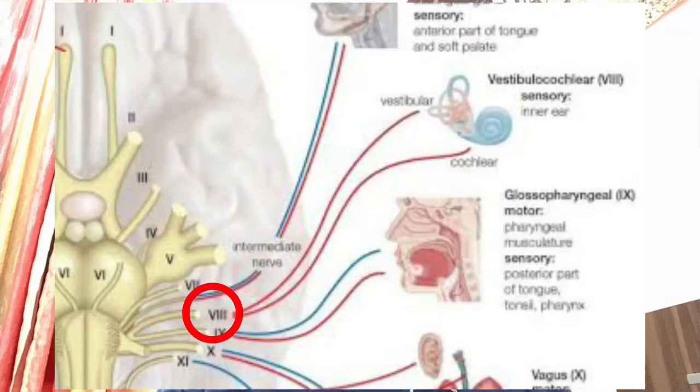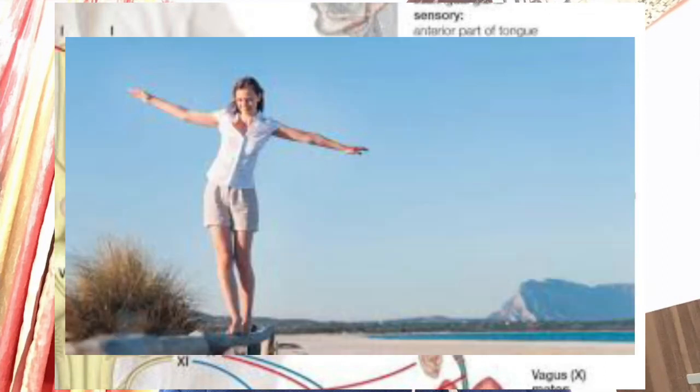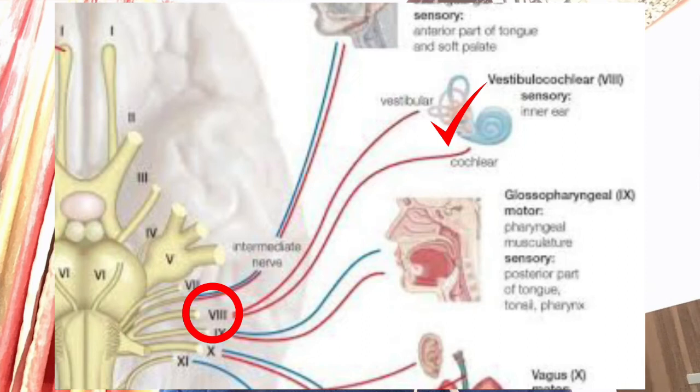Yung last cranial nerve sa part ko is the cranial nerve 8, which is also known as the vestibulocochlear nerve. It is located at the pontine and cerebellar junction. It brings sound and information about one's position and movement in space into the brain. The vestibular nerve handles balance and equilibrium, while the cochlear nerve is responsible for hearing. Ang lesion naman nito is hearing acuity and balance.